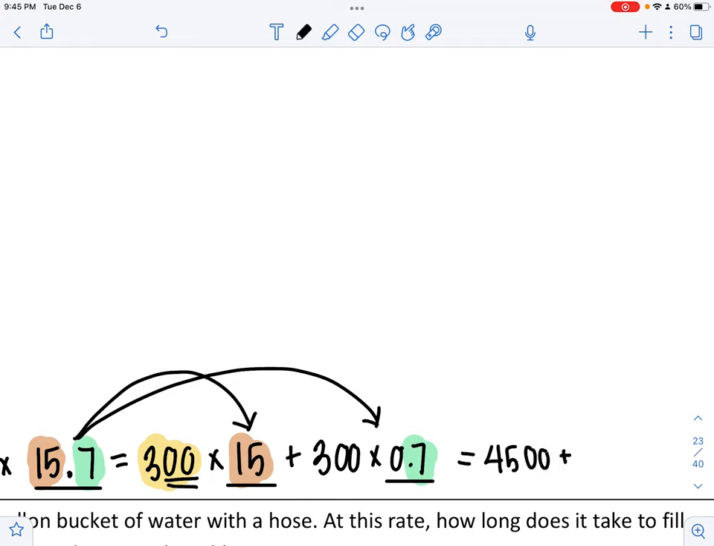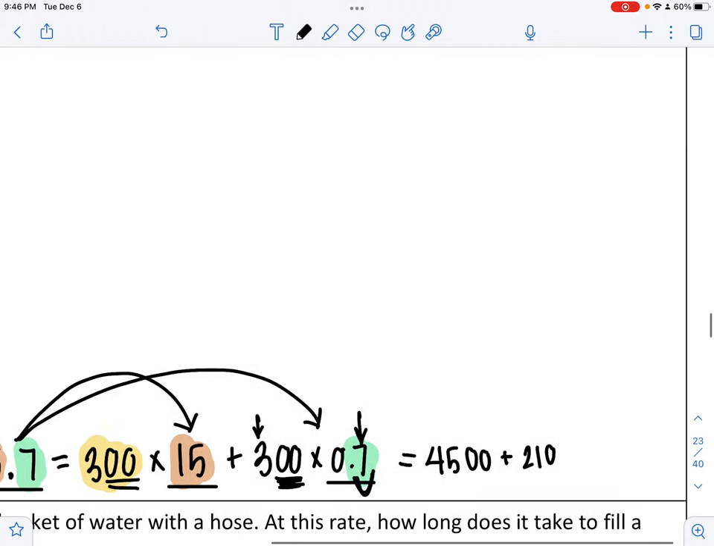Plus 300 times 0.7. I know that 3 times 7 is 21. I add two zeros, but I also got to take away 1 zero for this place value, so I end up with 210. Once I add these numbers together, I have my final answer, 4,710.